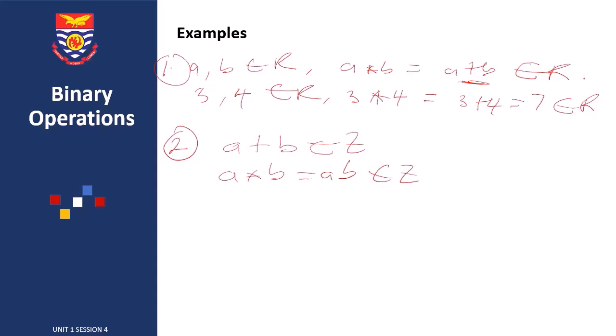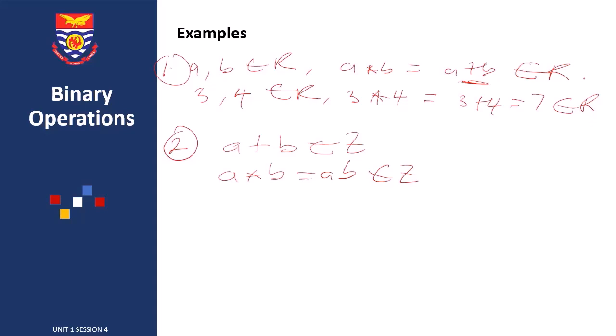Let's say 1 and 2. You can say that 1 times 2 is an integer. Let me use minus 5 and 2: minus 5 times 2, I get minus 10, and minus 10 is an integer. Minus 2 and 5 are also integers. And that is to say that multiplication is a binary operation on the set of integers.